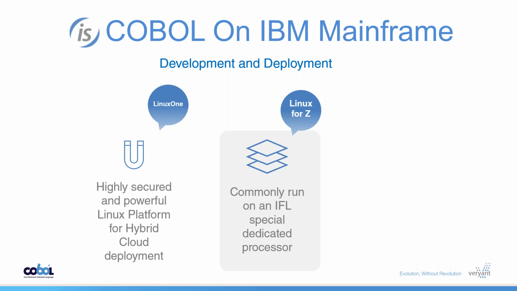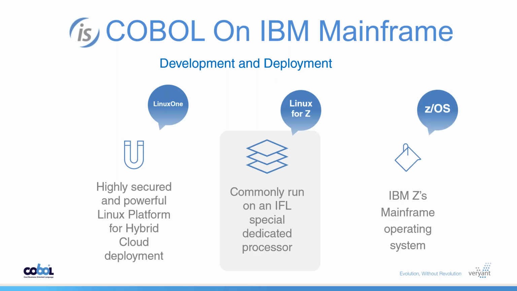Linux Z runs on the same infrastructure as the zOS, the IBM Z. It usually runs on a special dedicated processor, the IFL. Now, isCOBOL, as I said, can already run in both of these Linux environments because Java can run in both of them.